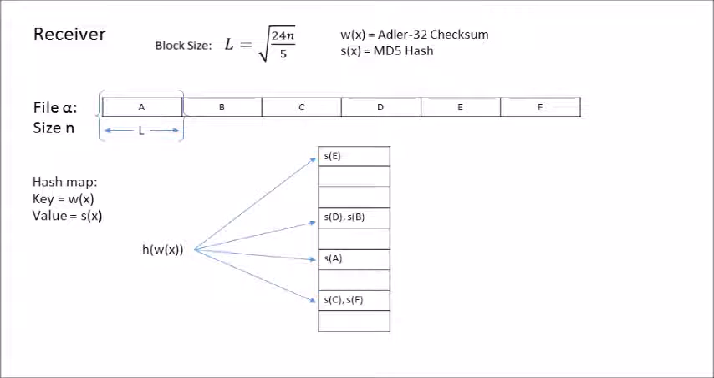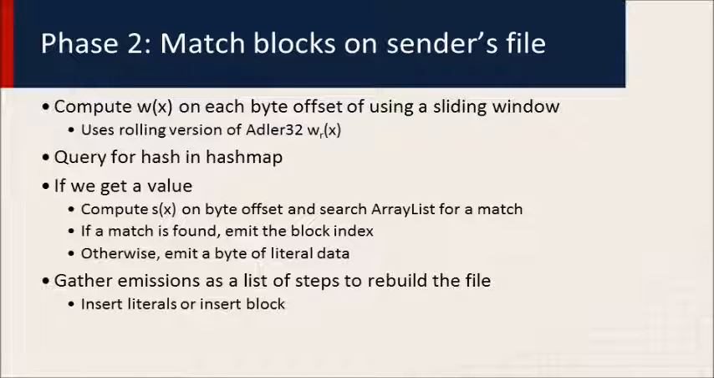Here we have an illustration of phase 1. Starting with file alpha, split the file into blocks of size L. For each block, we compute the pair of hashes and store them into a standard Java hash map. By the end of phase 1, a hash map containing all block hashes and a block size are ready to be sent. In phase 2, we must match blocks on the sender's files to hashes from the receiver.